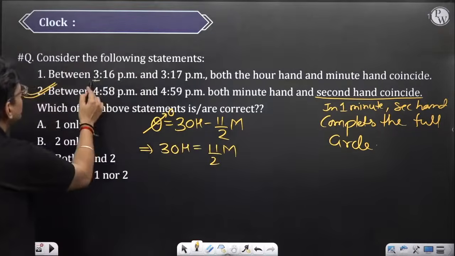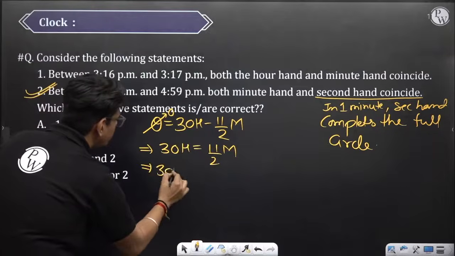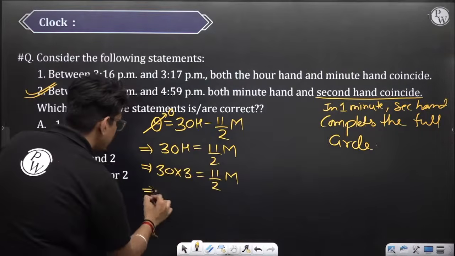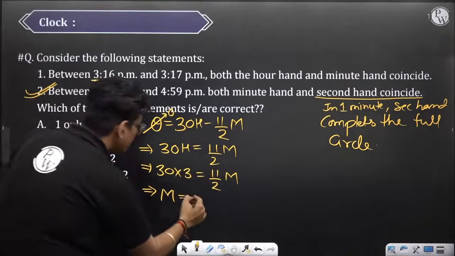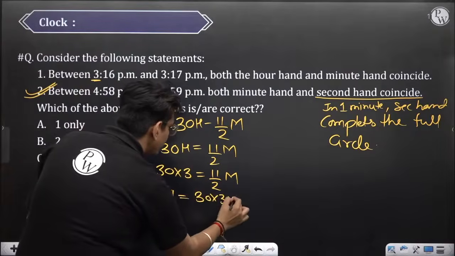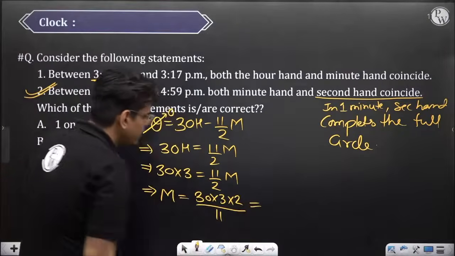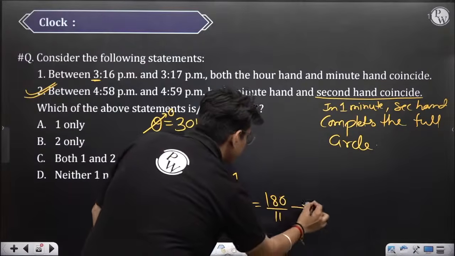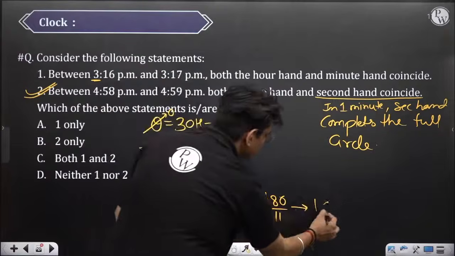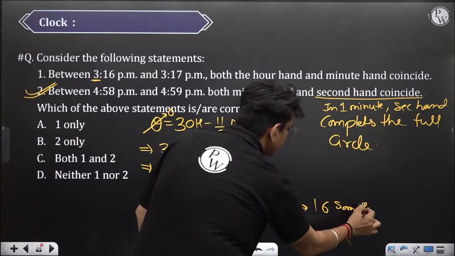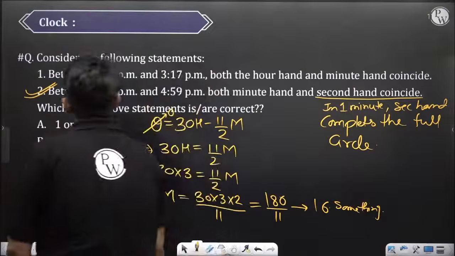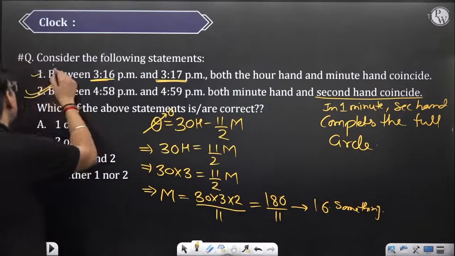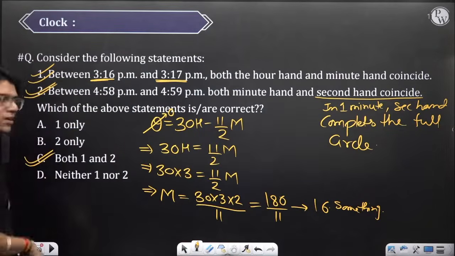Now we know the h. So 30 into 3 equals 11 by 2 m. This is nothing but m is 30 into 3 into 2 by 11, right? This is nothing but 180 by 11. This is 16 plus something. So they will coincide between 3:16 and 3:17. This is also correct. So both 1 and 2 are correct.